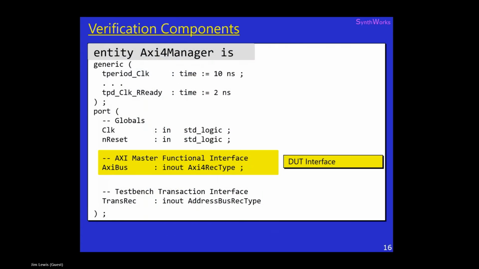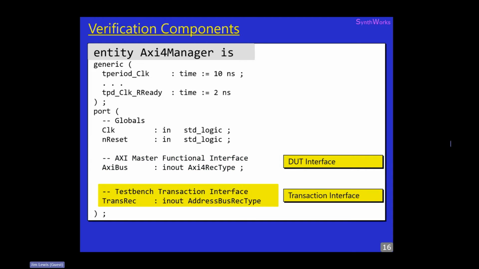Okay. Our verification component entities have the DUT interface, which may be individual signals or maybe a record, as I've done here on the AXI4 interface. The transaction interface is always one of the two record types we talked about previously.